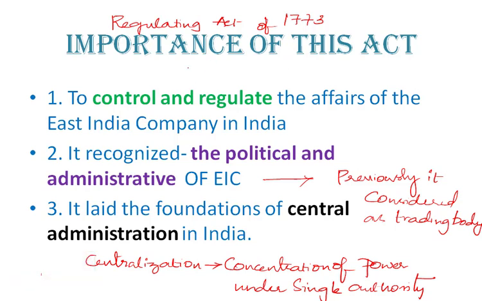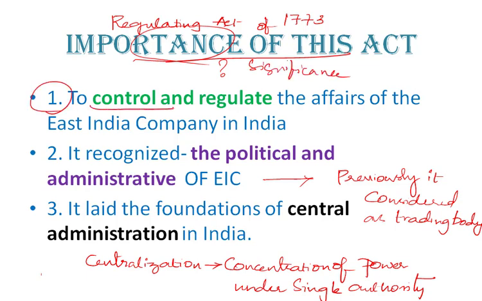The Regulating Act of 1773. Why is this act important, or what is the significance of this act? The first point is, it was the first step taken by the British government to control and regulate the affairs of the East India Company in India.